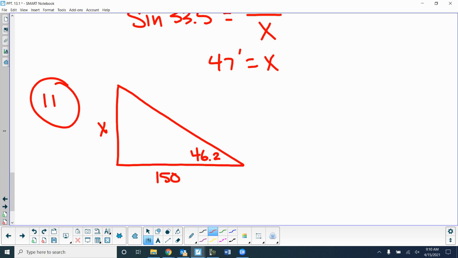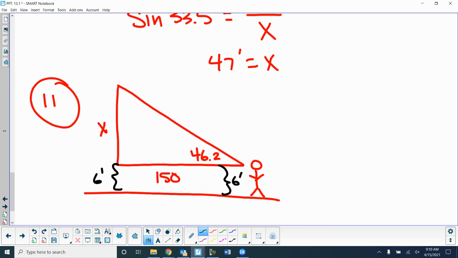So, we're looking for this, but remember, the ground is here, right? So we've got 6 feet there. What are you gonna have to remember to do? Add 6, okay? So this one, I've got the angle, which side's X? Opposite, and what side's the 150? Adjacent, so I'm gonna use what? Tangent, you guys with me? So it's not always sine, okay? It depends on the information you're given.